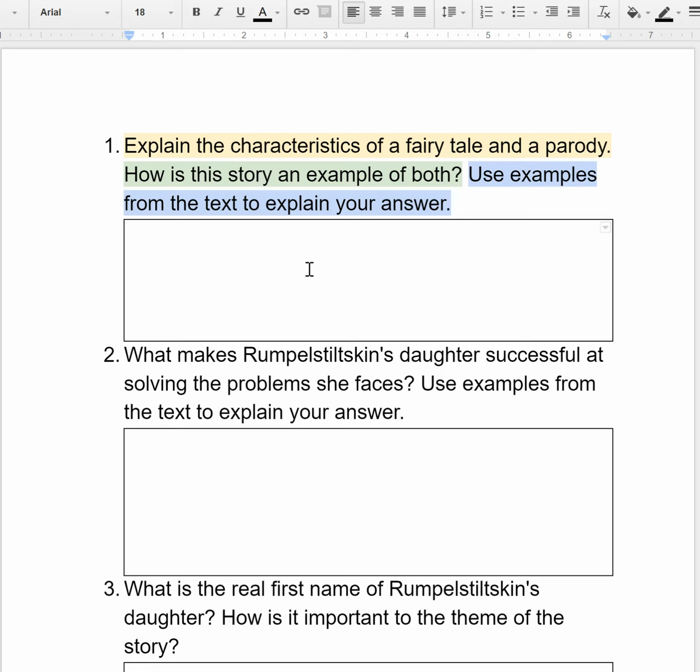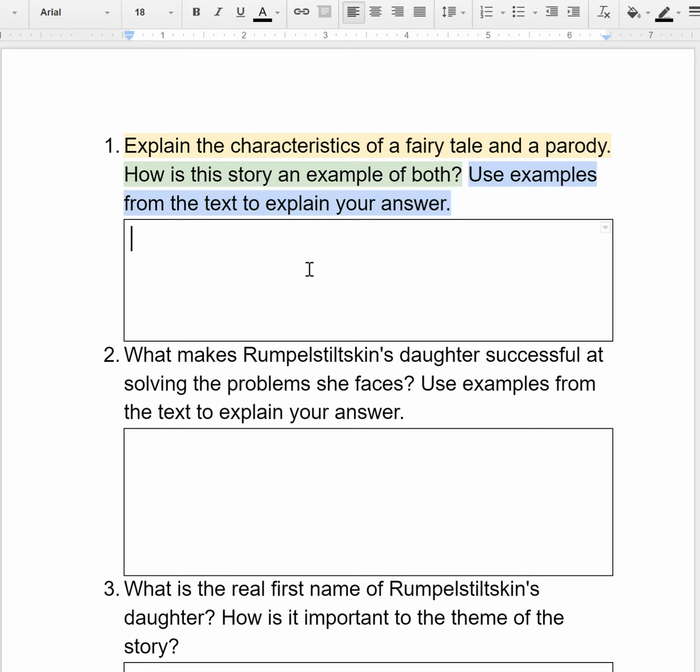This story is an example of a fairy tale because it has imaginary characters such as Rumpelstiltskin. It takes place long ago, and we know that because they're using horse-drawn buggies and things like that in the story. So we can infer that it takes place long ago. And it has a conflict between good and evil, where Hope, Rumpelstiltskin's daughter, represents good, and the king represents evil.